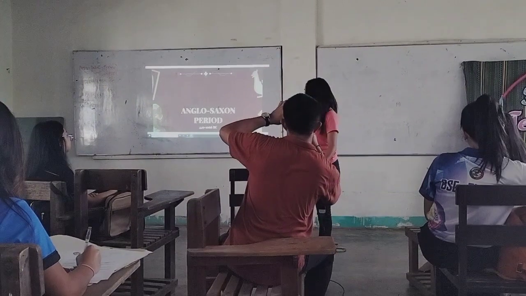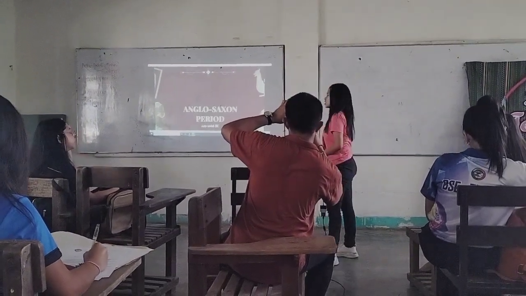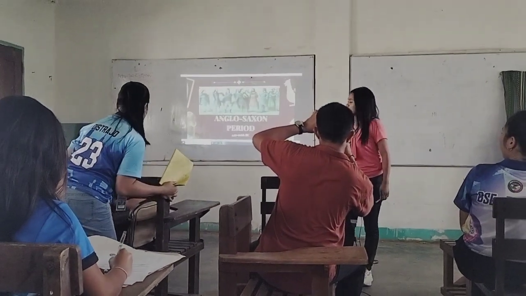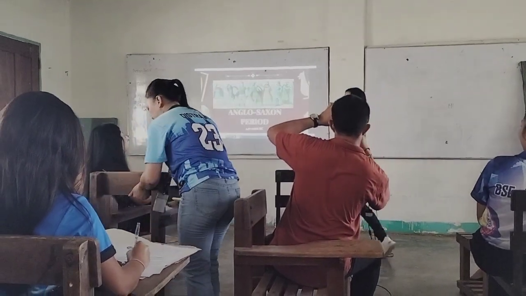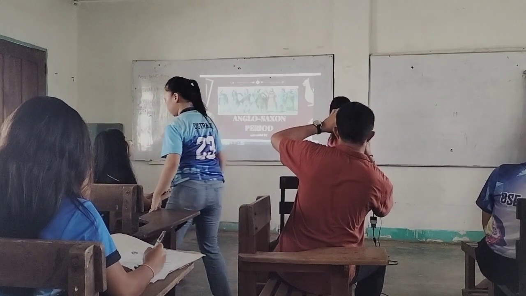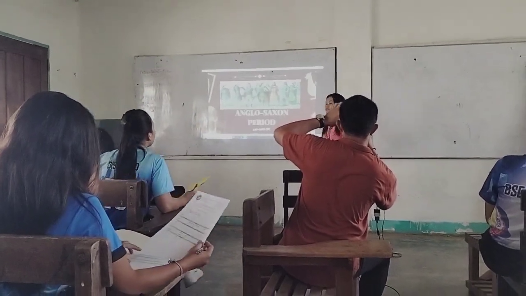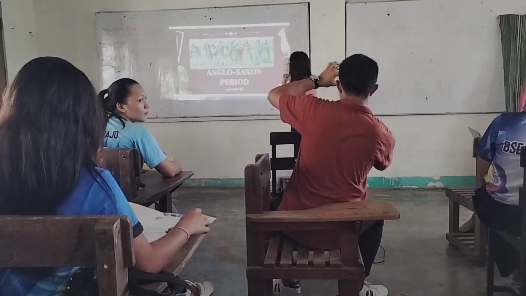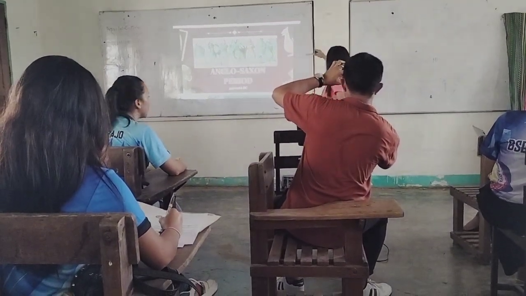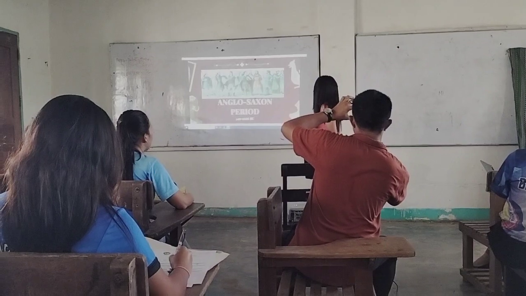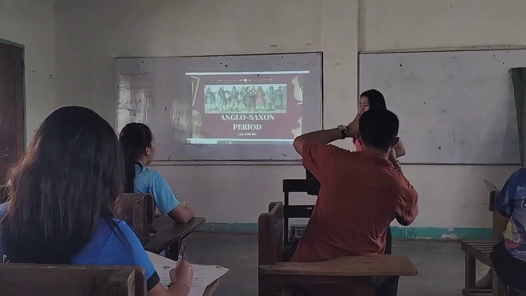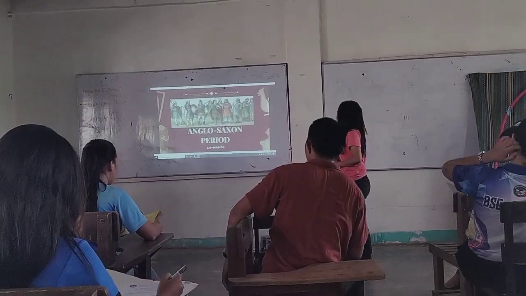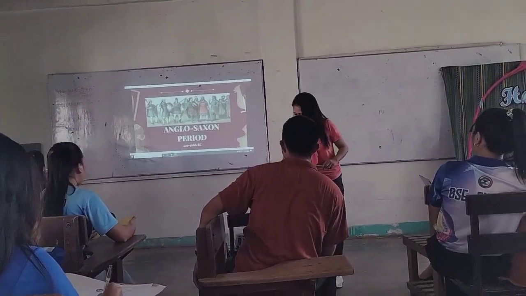Our assigned topic is the Anglo-Saxon period. So that is the people of the Anglo-Saxon period. As you can see, there are differences in their outfits. There are weapons, there are armors, and a lot of colors shown in the pictures. The Anglo-Saxon period started in 449 and lasted to 1016 AD.